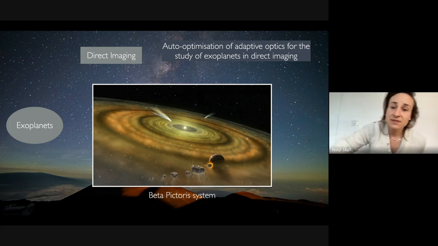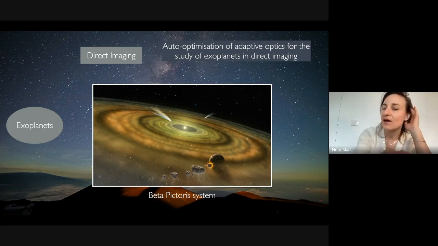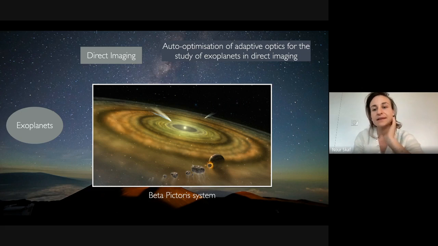The Beta Pictoris system is something that I actually focused on during my PhD. I just published a paper, actually, this week. And this system is really cool because it describes how planets form. Here is an artist impression. At the center you have the star, and then you have a big giant disk of gas and dust. And the planets, basically, accrete mass along their way, and that's how the planets form.